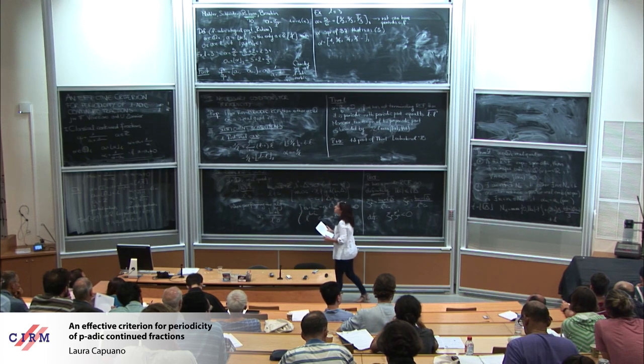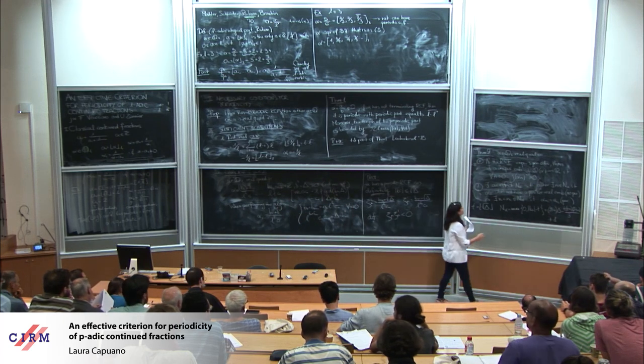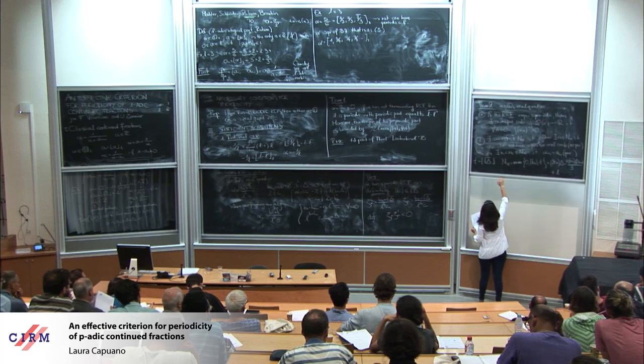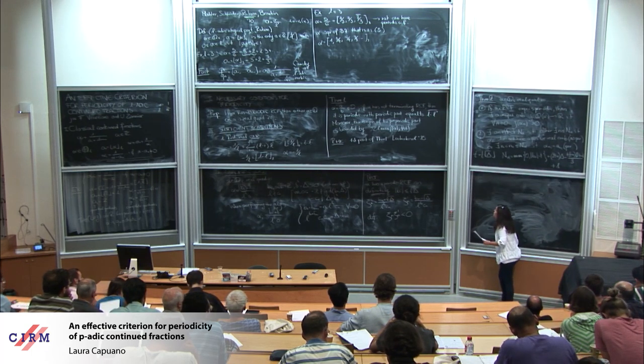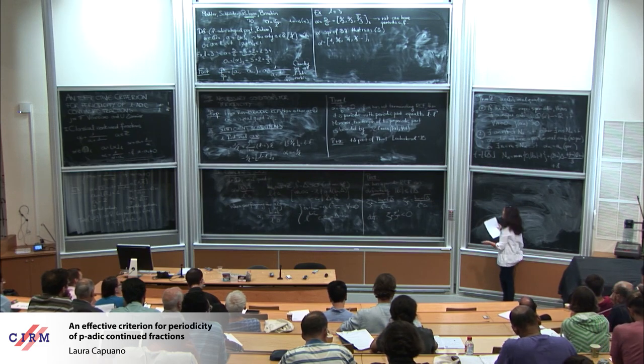Okay? So in the last minute, I just wanted to show you the first example I made, the square root of 37, why this is not periodic.